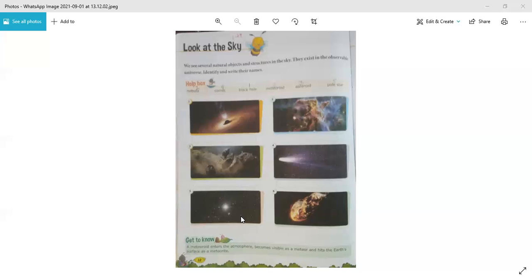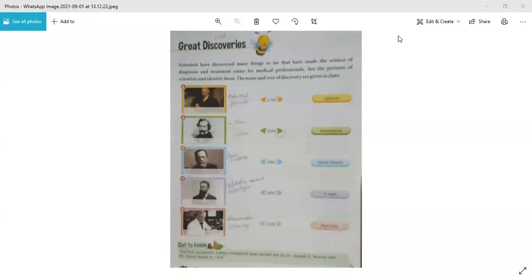Now let's move to the next chapter, that is great discoveries. In this, you have to learn the name of the scientist. You have to match it with the year in which the scientist made this invention, and you have to write down the name of the invention also. So you have to learn all the things by heart.